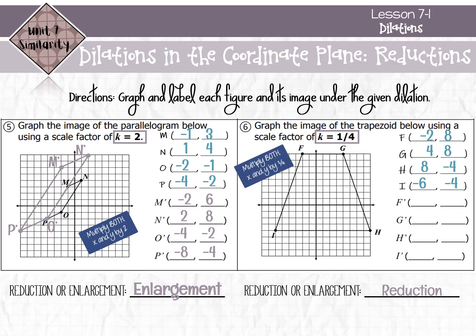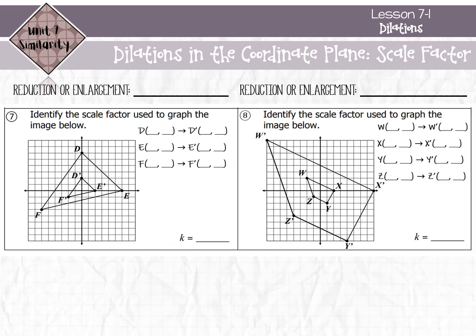Multiply both the x and the y by 1/4. We're going to get negative 0.5, 2, 1, 2. Look at how tiny it's getting. 2, negative 1, and negative 1.5, negative 1. There is the trapezoid after a reduction with a scale factor 1/4.